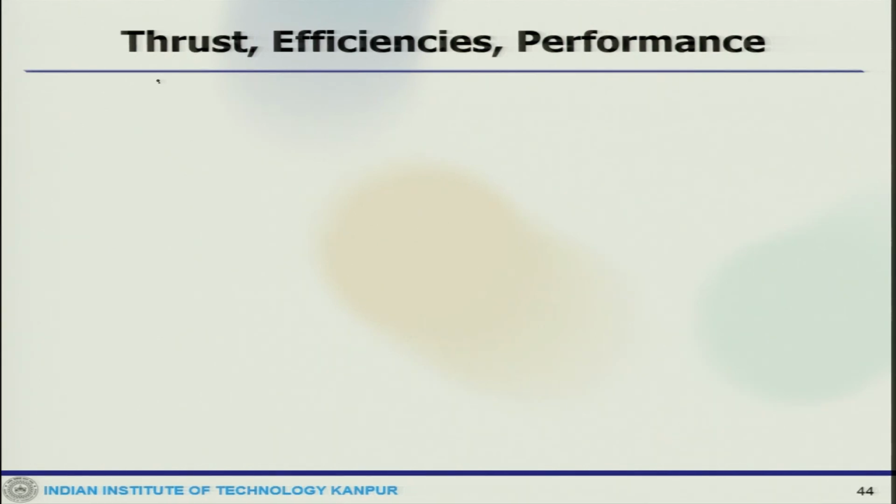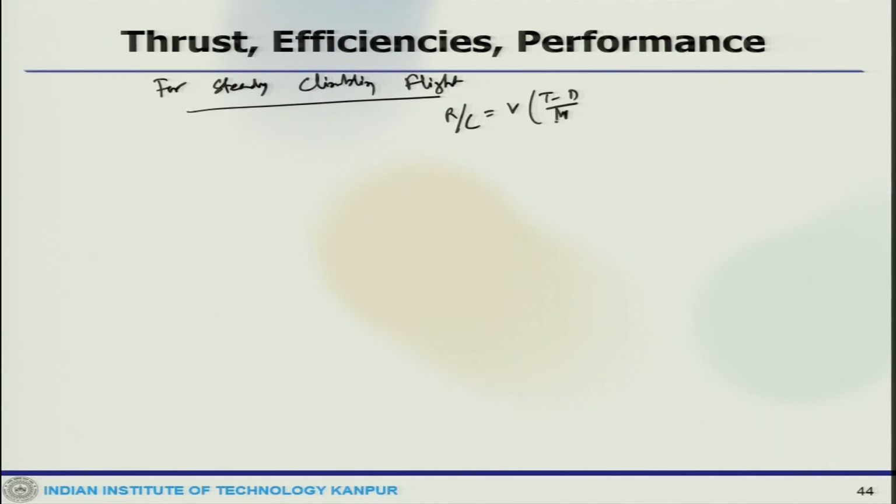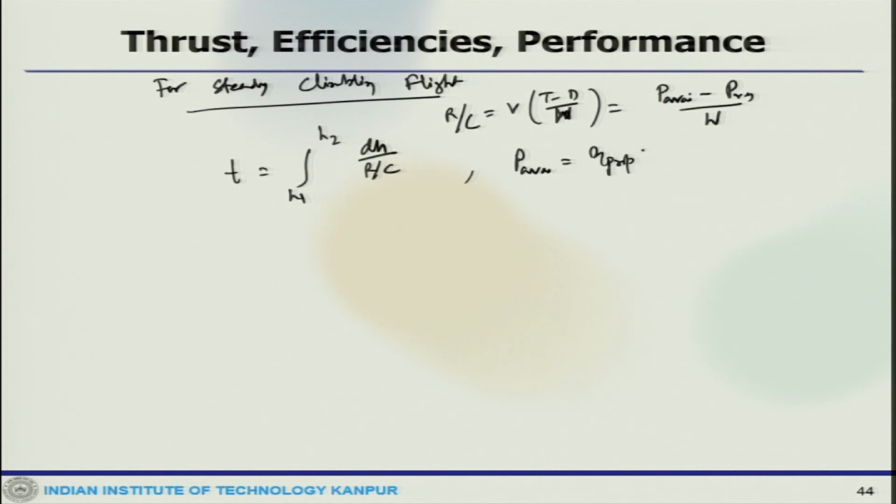Now for steady climbing flight, what we see is that this R by C would be V (T minus D) by W, which is P avail minus P required by W, and the time to climb would be the integral from H1 to H2 of dH by R by C, where P avail is eta, the propeller efficiency, into P shaft. For example, P required is D into V.